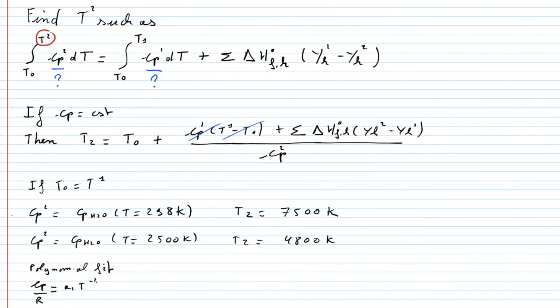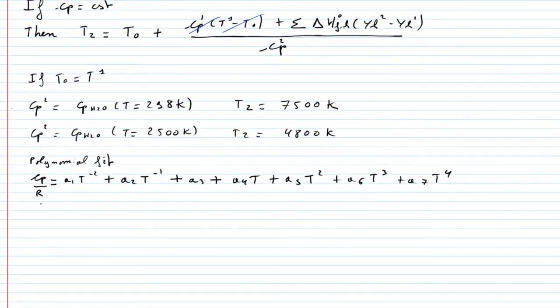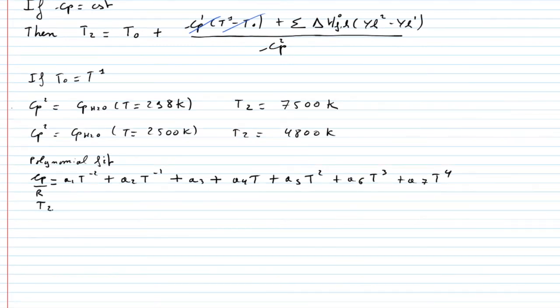It is convenient to introduce a polynomial fit for the heat capacity in order to handle temperature dependencies. The polynomial fit involves coefficients from A1 to A7, which are available in tables. If we do the math again, by using a polynomial fit for the heat capacity, we find that T2 is equal to 5,100 Kelvin.